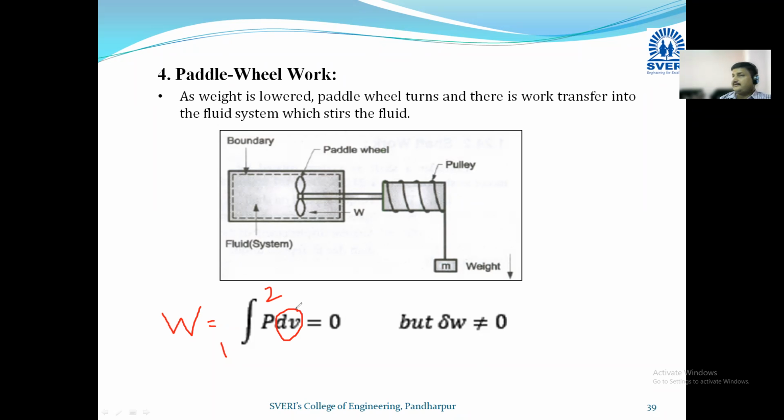What is the work done in paddle wheel work? It is 0. Okay, that particular thing you will have to mark, and somewhere you will have to write that PdV, paddle wheel work, is equal to 0 always, because there is no change in the volume. Write down that note somewhere. Have you written it? Yes, sir.